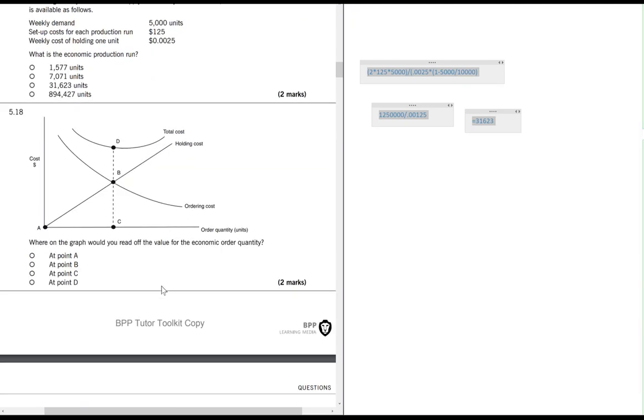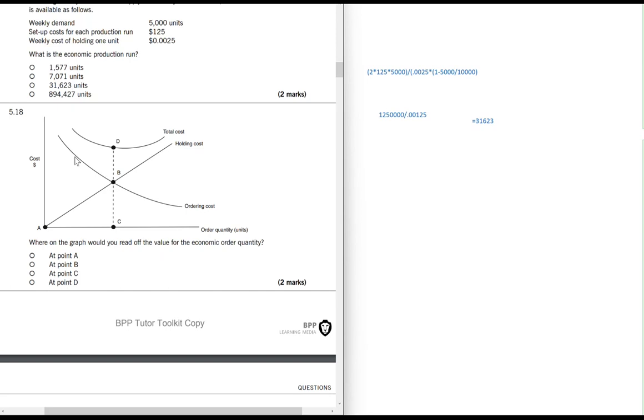Next, where on the graph would you read off the value of economic order quantity? Okay, so this is the graph of economic order quantity. The idea is when the quantity that we order is lower, the ordering cost would be higher. The holding cost would be lower because we are ordering less quantity, but we will have the highest ordering cost. Now, when the quantity that we order increases, the more and more units we order, holding cost increases, but ordering cost reduces.